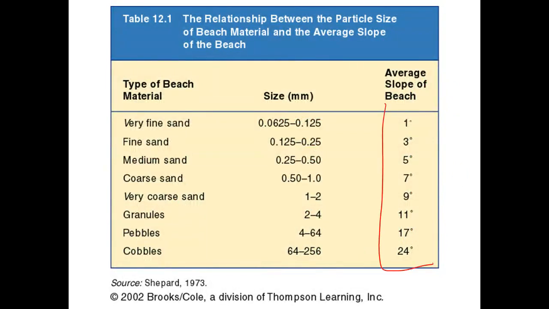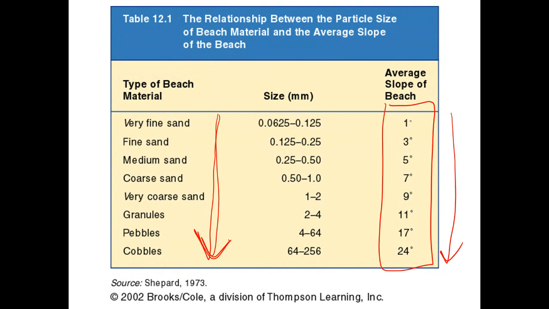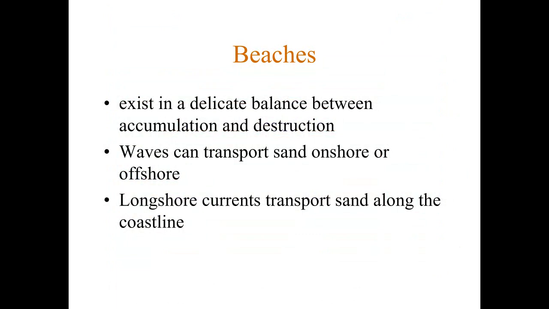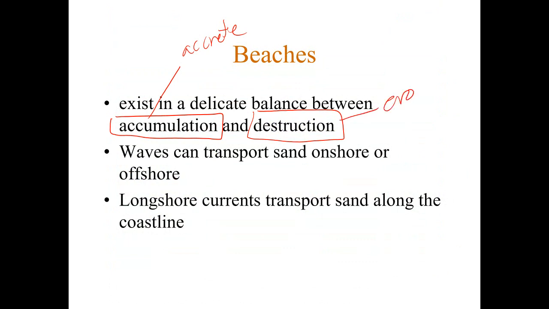Here's a typical average slope for our different sediment types. So we are increasing in size and therefore increasing in slope. Okay, so that would be North Shore, where the arrows are going, and then South Shore covers our sand. Beaches therefore exist in a delicate balance between gaining material and losing material. Accumulation, again, means to accrete, and destruction means to erode or erosion. Waves, just as we said, can certainly transport material onto the beach or to the offshore bar.